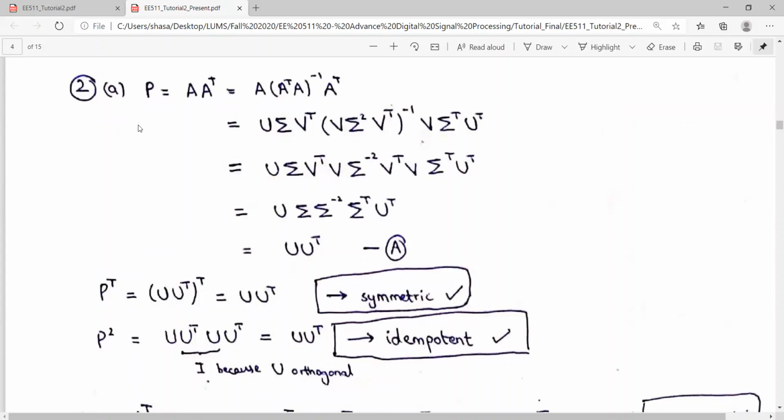By obtaining such an expression, I can just check that P transpose is equal to UU transpose whole transpose, which is equivalent to UU transpose, because when we take a transpose here, it just converts to U transpose, and then U transpose. Then when we do P square, we just open it up, U transpose U is equal to I, and we end up with UU transpose once again. So we have established symmetry for P and the idempotent property for P.